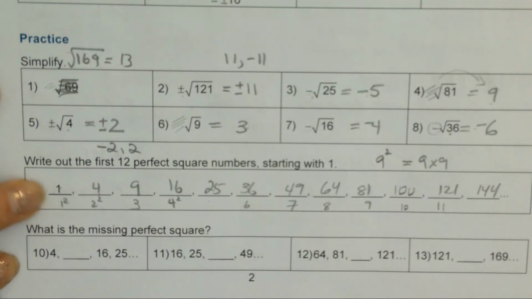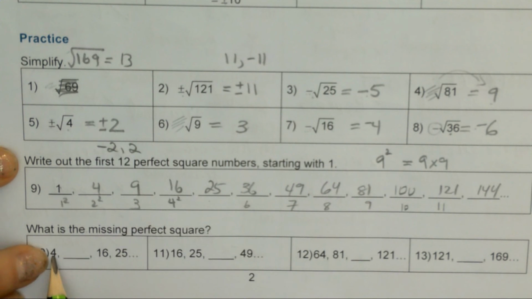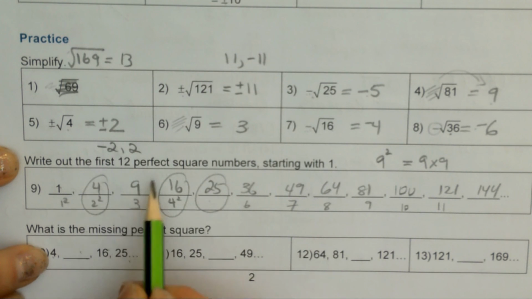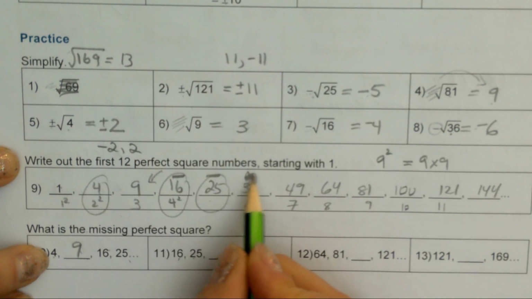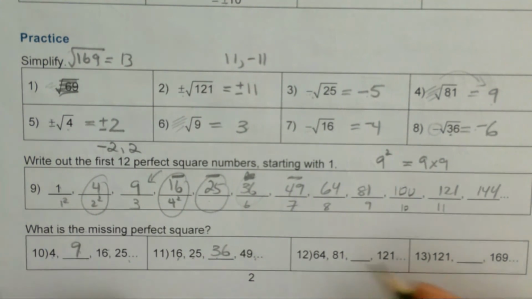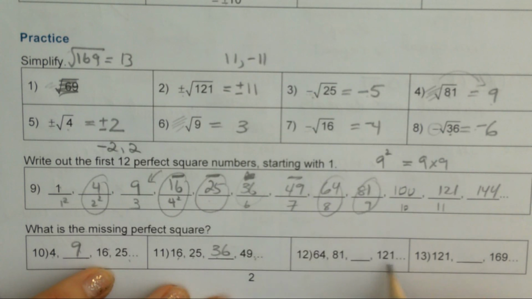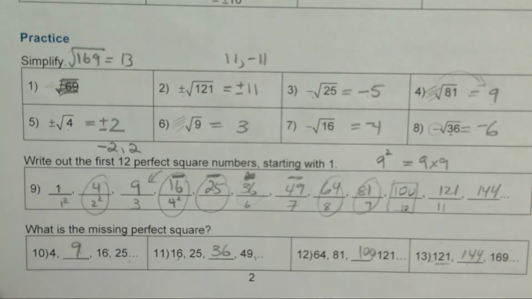Okay, so now it says, what is the missing perfect square? So we have 4, then we have 16, then we have 25. So the one that's missing is here, which is 9. I have 16, I have 25, then I have nothing, and then 49. So it's the 36 that's missing. 64, 81, the next one is 100. What's after 121? 144. So you have to know your perfect squares. It makes it easier. Okay?